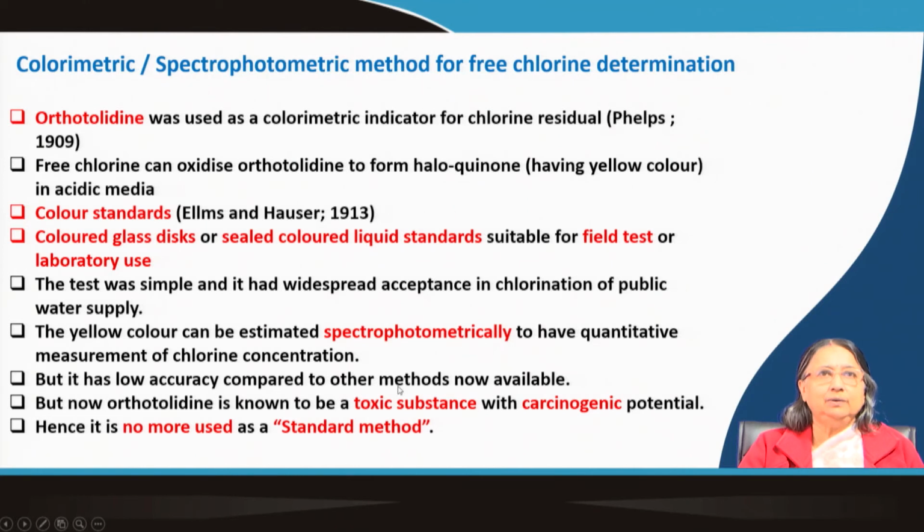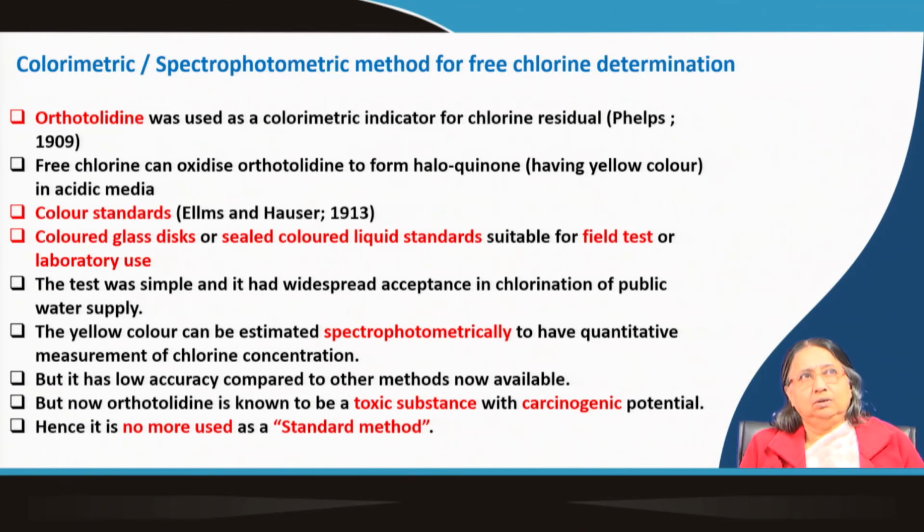But it has low accuracy. Orthotoluidine method is not a very accurate method. You can use it, sometimes that much accuracy is not needed also. But one thing is important, orthotoluidine is known to be a toxic substance. Now it is known. Now we are very much concerned about our health, na?